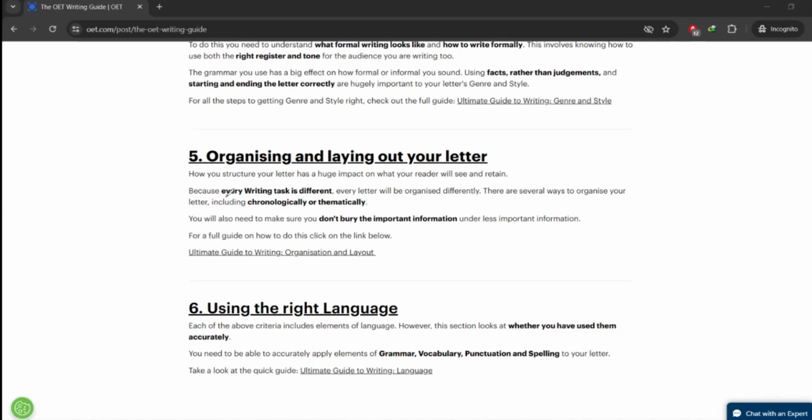What this says is that how you structure the letter has a huge impact, because every writing task is different. Every letter will be organized differently. There are several ways to organize your letter, including chronologically or thematically. You will also need to make sure you do not bury the important information under less important information. So it is true that every letter can be organized differently. What I have told you, the four paragraphs, is just a rule of thumb.